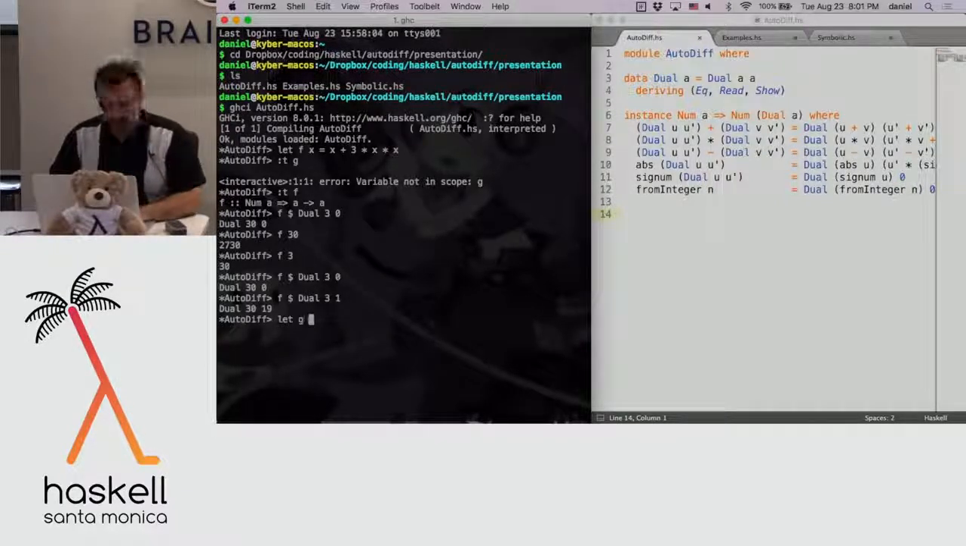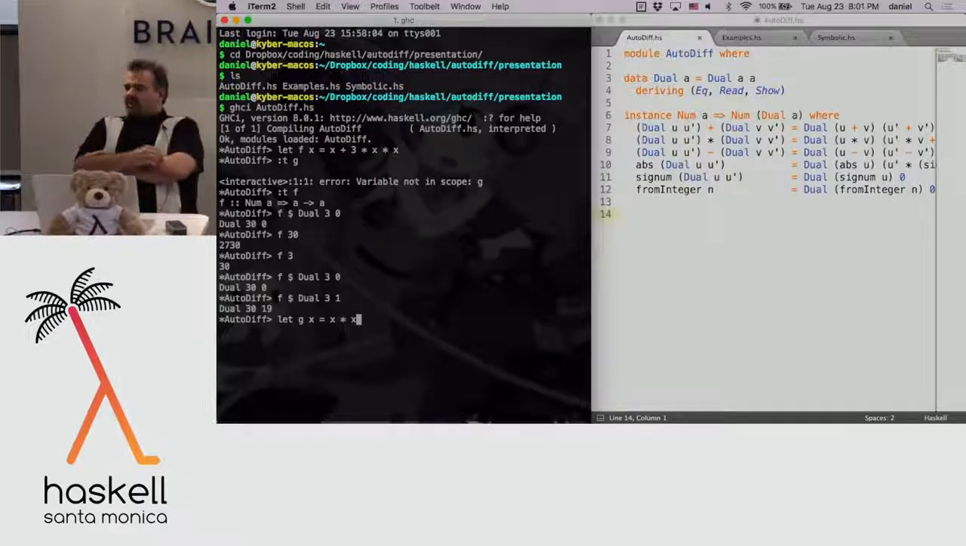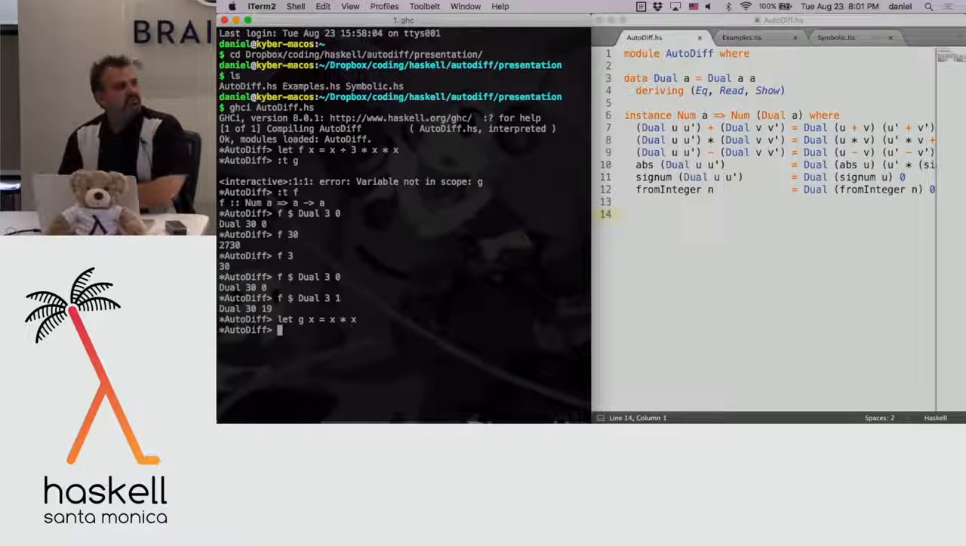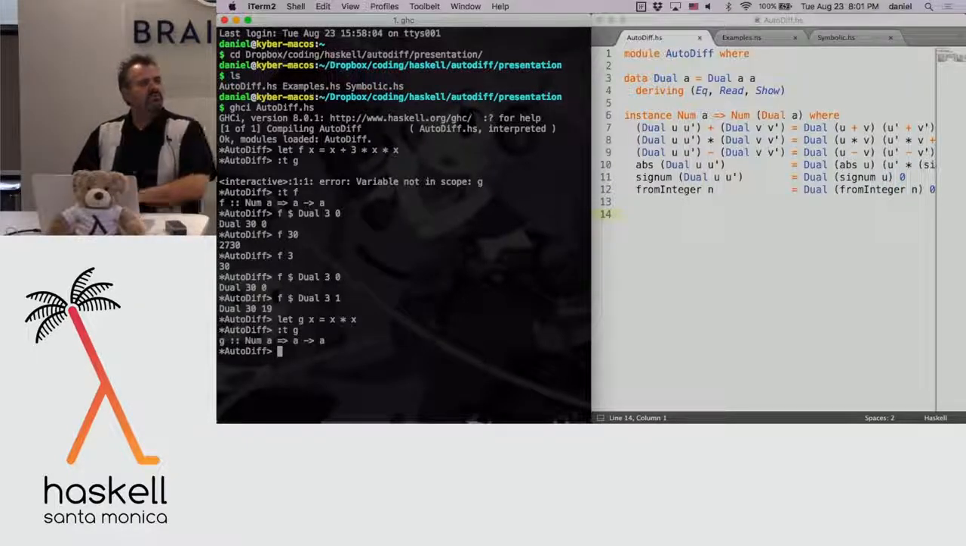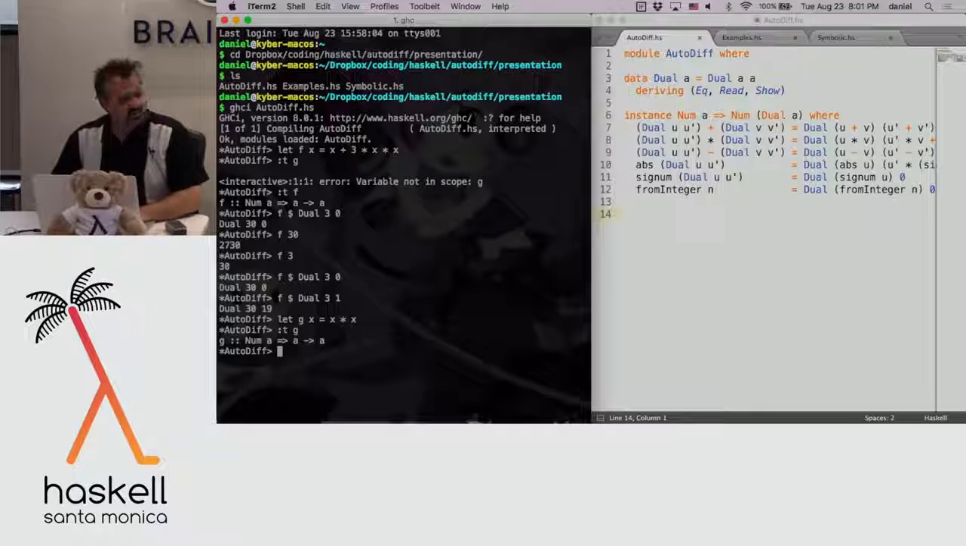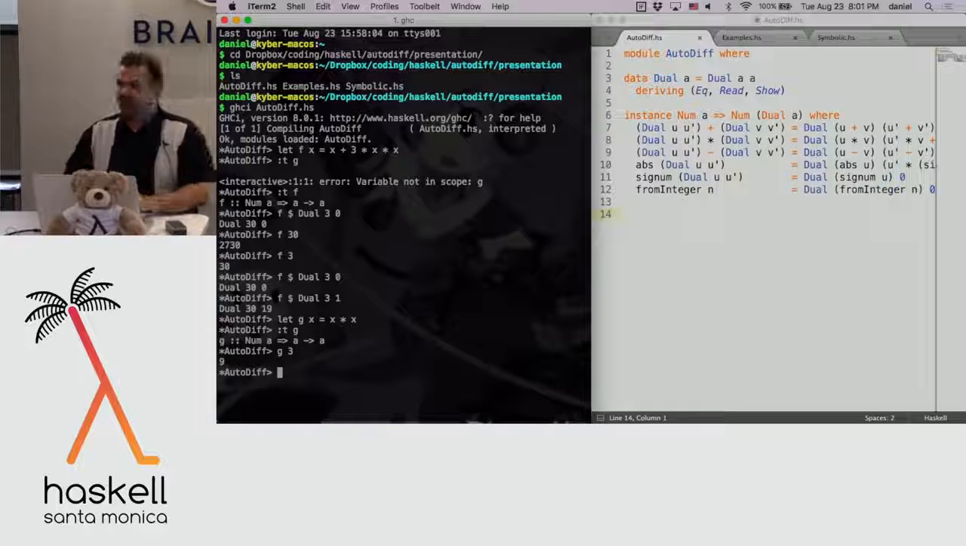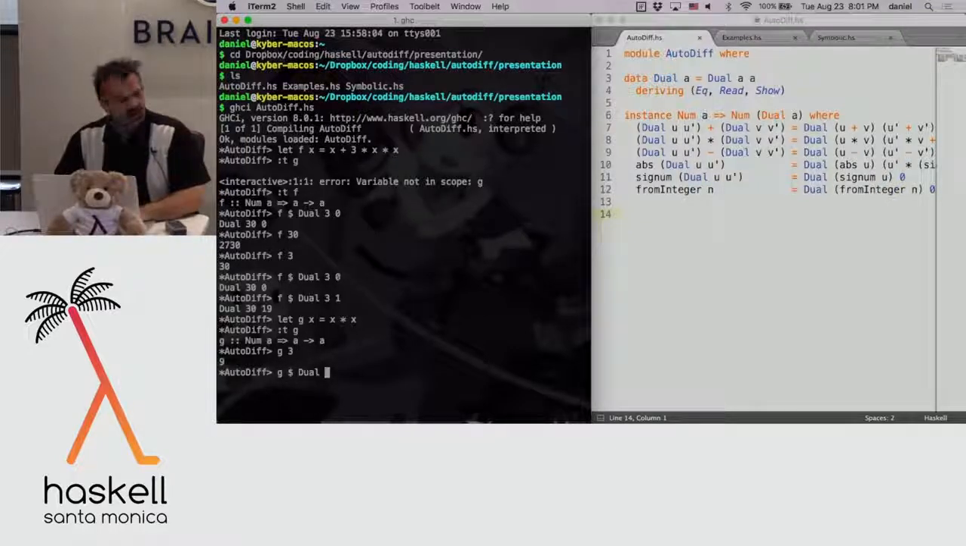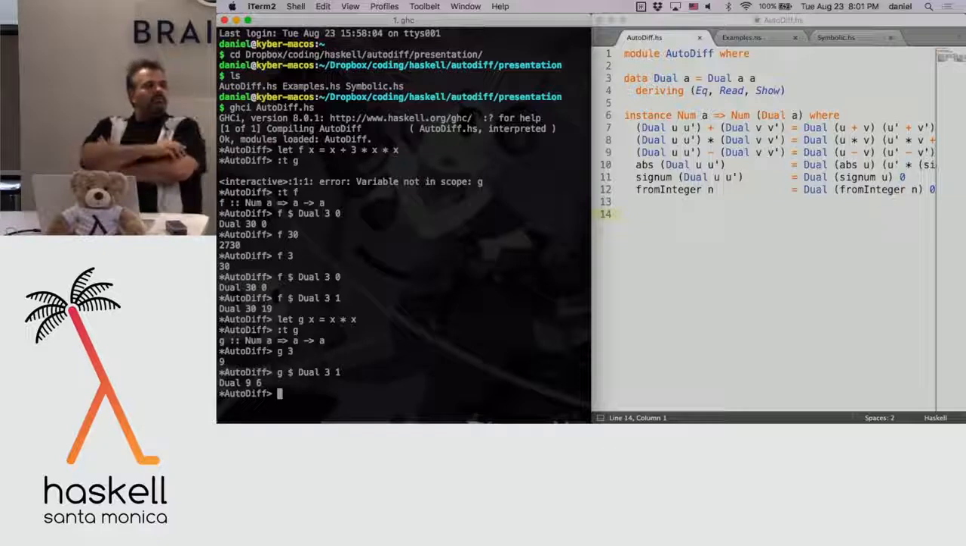Let's go back to the function that we were doing earlier, which I think will be more interesting. The function we were looking at earlier was y equals x squared. So that's our g. Let's do g applied to 3. It's obviously 9. Let's do g applied to dual 3, 1. 9 and 6. What is the 6? That's the slope that we wanted. All right, so that's neat.